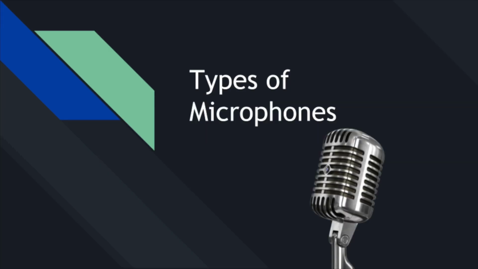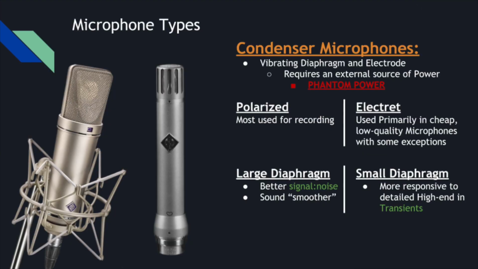There's a couple different ways to do this and a couple different types of microphones we can look at. So the first one we're going to look at here is condenser microphones. They're one of the oldest microphone designs. They're still very popular. They tend to have the largest amount of frequencies that they will respond to.